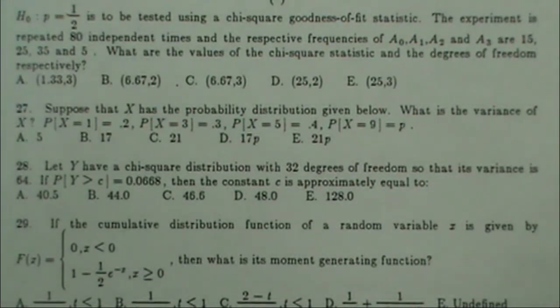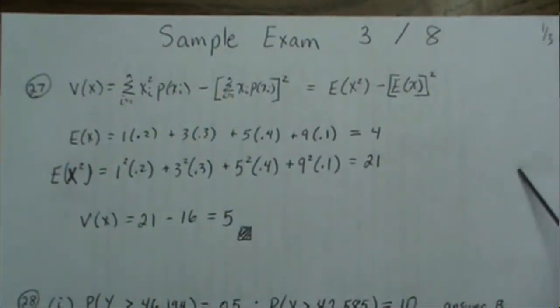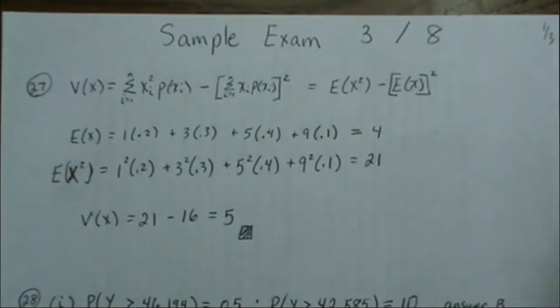Number 27. Suppose that X has a probability distribution given below. What is the variance of X? Problem 27, exam 3 of 8. So here we're asked to find the variance of X.